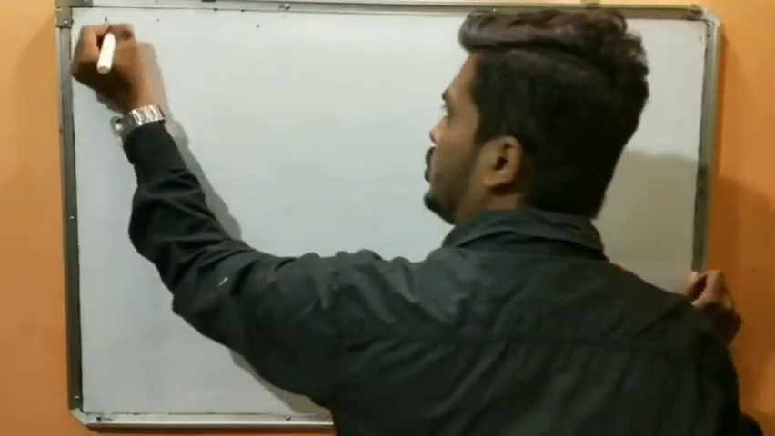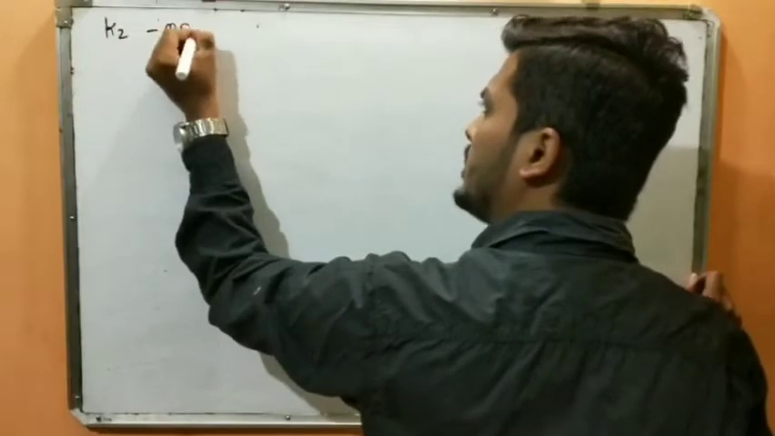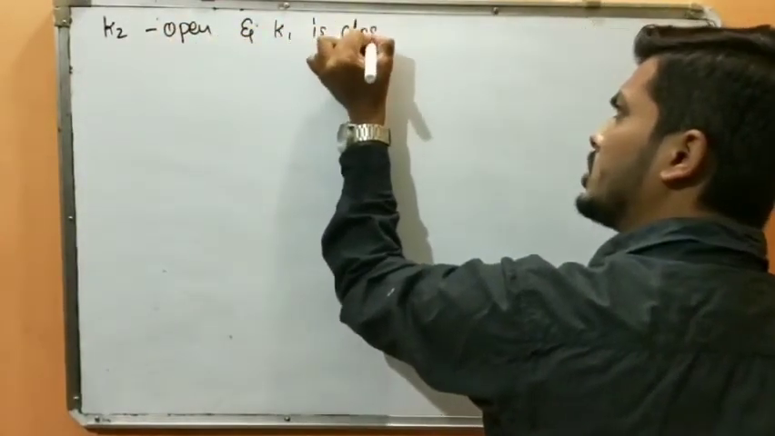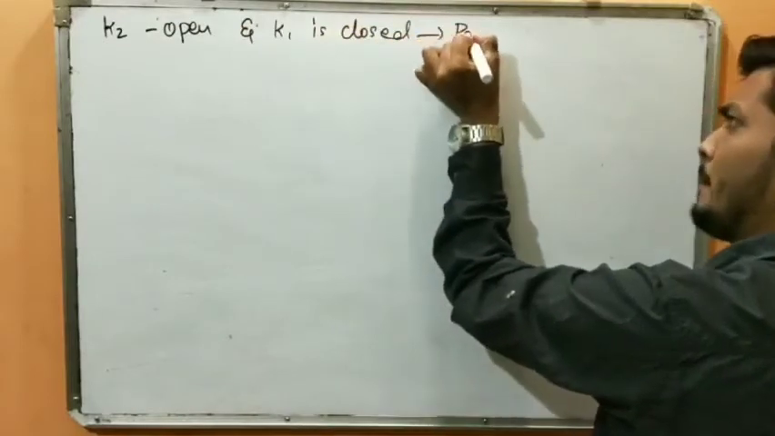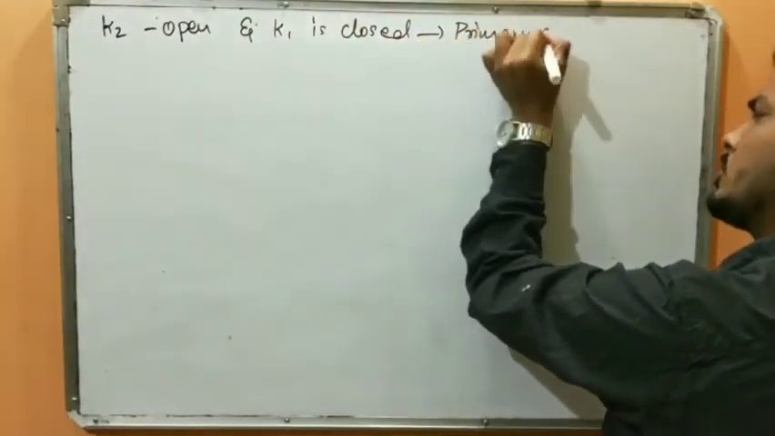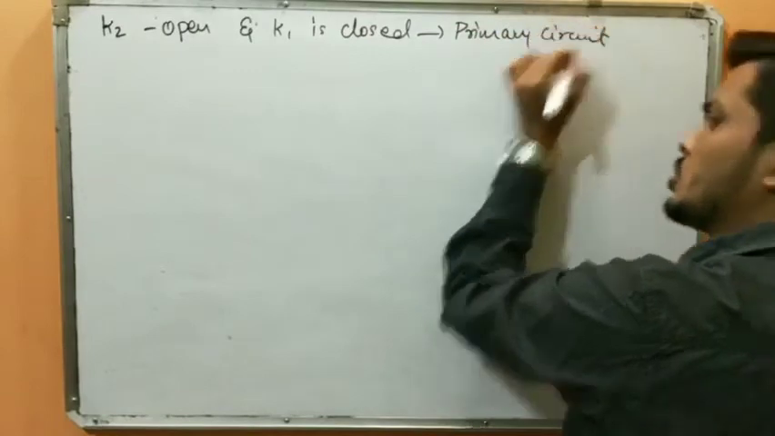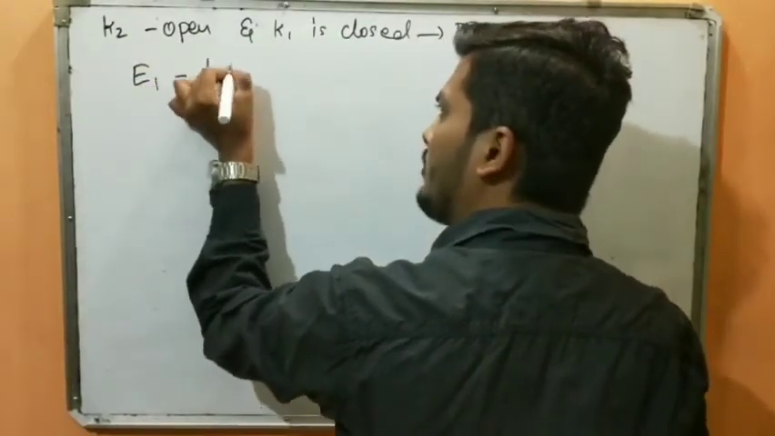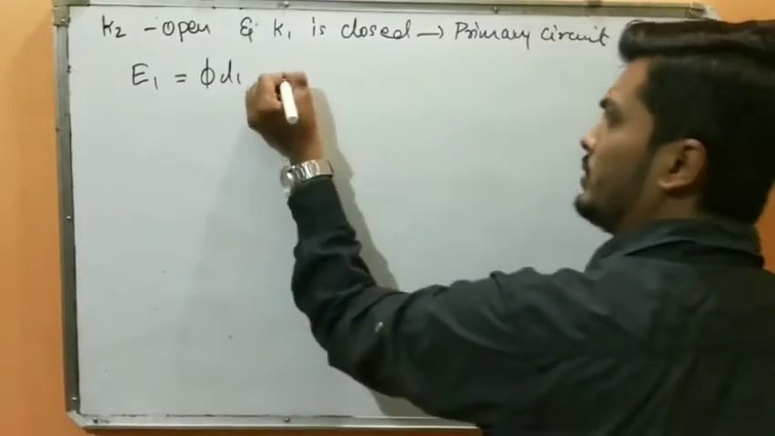Now, when K2 is open and K1 is closed, current is flowing through the primary circuit. So here E1 will be what? Equals to phi L1. Yes or no?